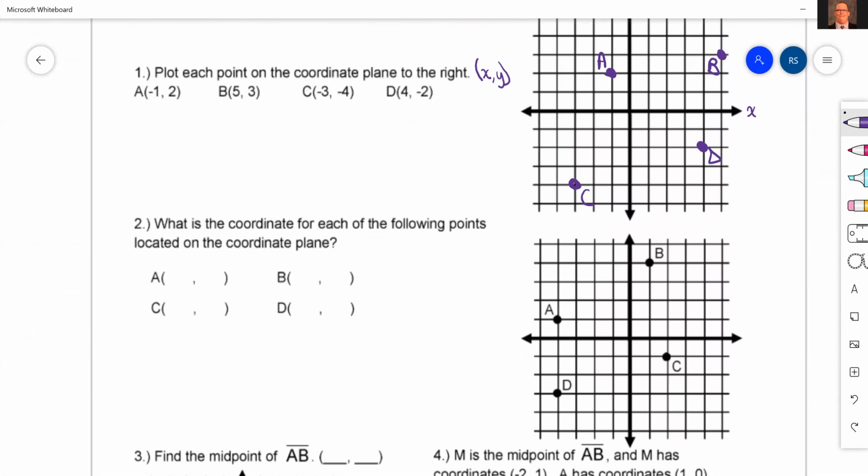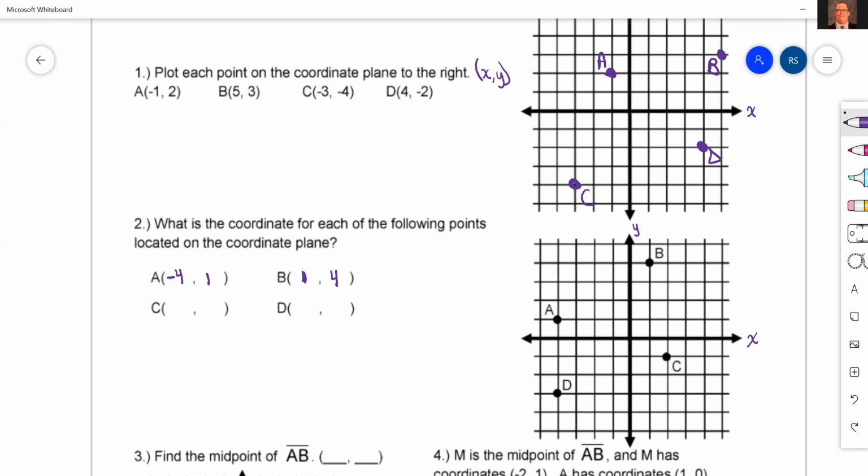Okay, number 2. What is the coordinate for each of the following points on the plane? Well, remember, here's our X-axis, here's our Y-axis. So let's find the coordinates. For A, for X, we go -1, 2, 3, 4, -4, and then up 1, so +1. For B, we go to +1 on the X-axis and up 4.